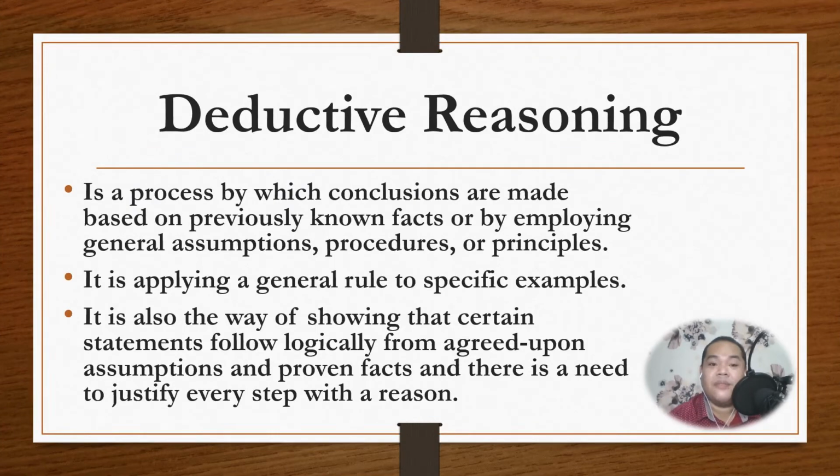Deductive reasoning. It is a process by which conclusions are made based on previously known facts or by employing general assumptions, procedures, or principles. It is applying a general rule to a specific example. It is also the way of showing that certain statements follow logically from agreed upon assumptions and proven facts, and there is a need to justify every step with a reason.